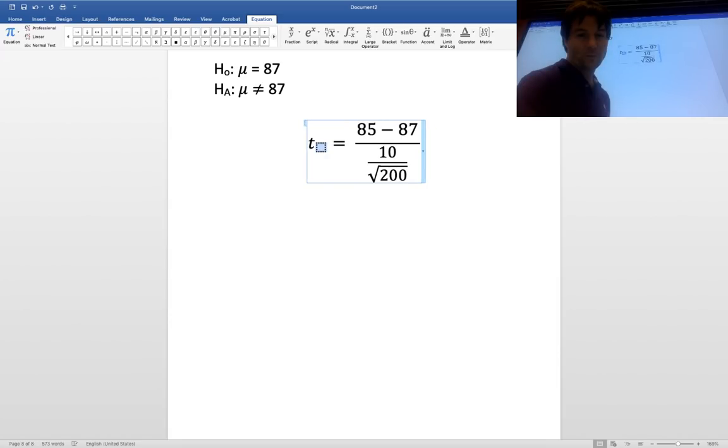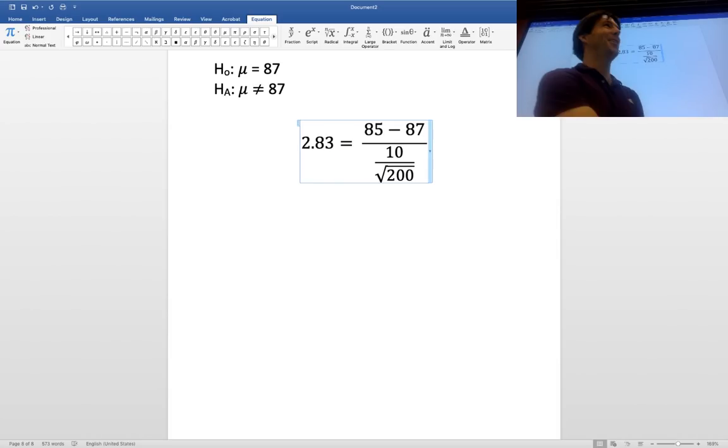199. You don't multiply it by that. You just solve. And we are getting 2.83. Don't tell me the p-value now. It's a very small p-value. It's like 0.000.